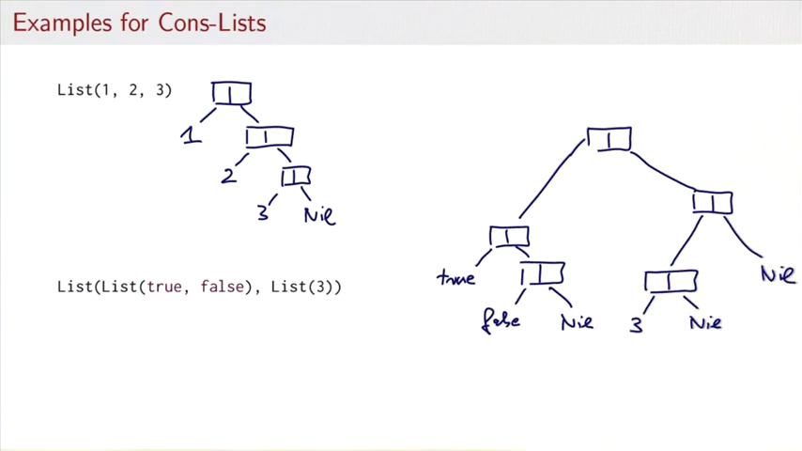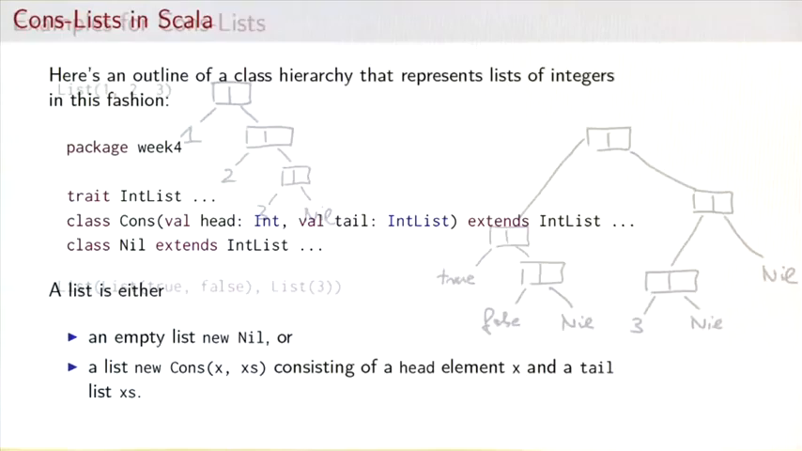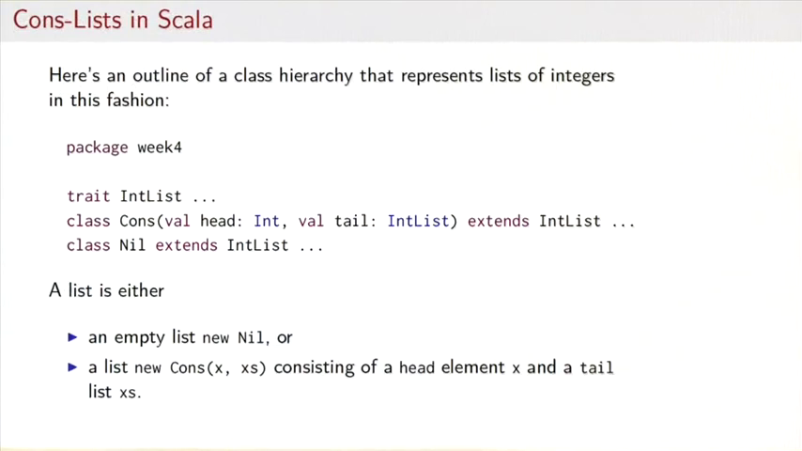So you see the general principle. The question now is, how do we write that as a class hierarchy in Scala? Okay, so here's an outline of a class hierarchy that would represent lists of integers in this fashion. We would start with a base trait, call it IntList, and 2 subclasses, Cons and Nil. The Cons subclass takes a head, which is an integer, the first element of the list, and a tail, which is the remainder of the list, of type IntList, and extends IntList. The Nil class, representing the empty list, simply extends IntList.